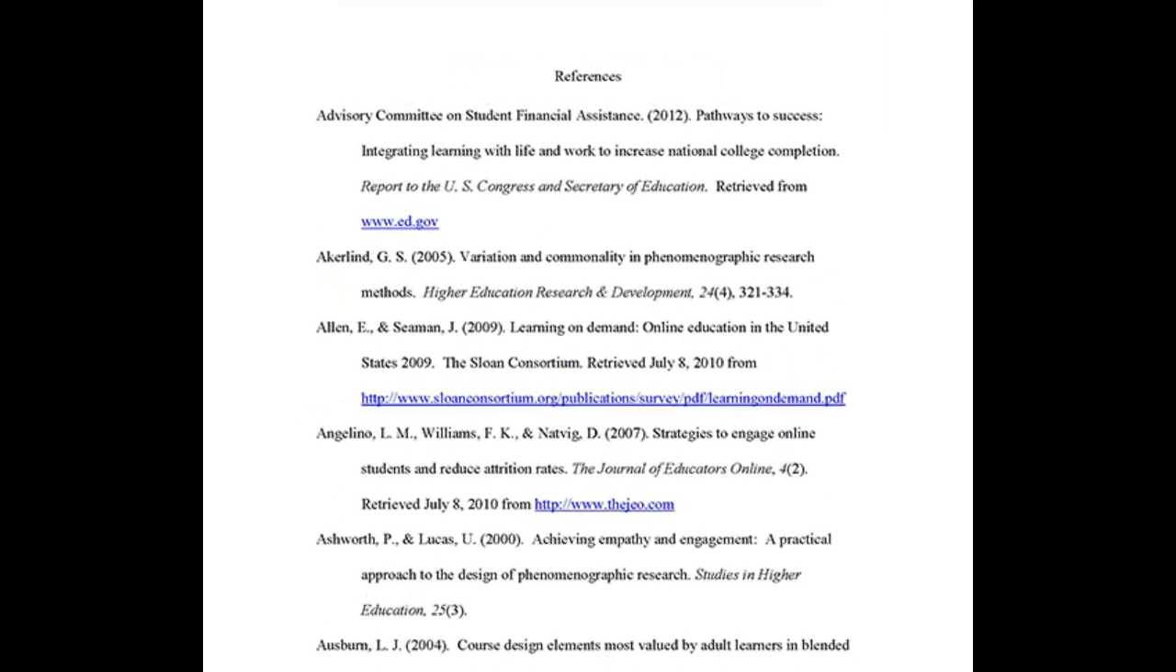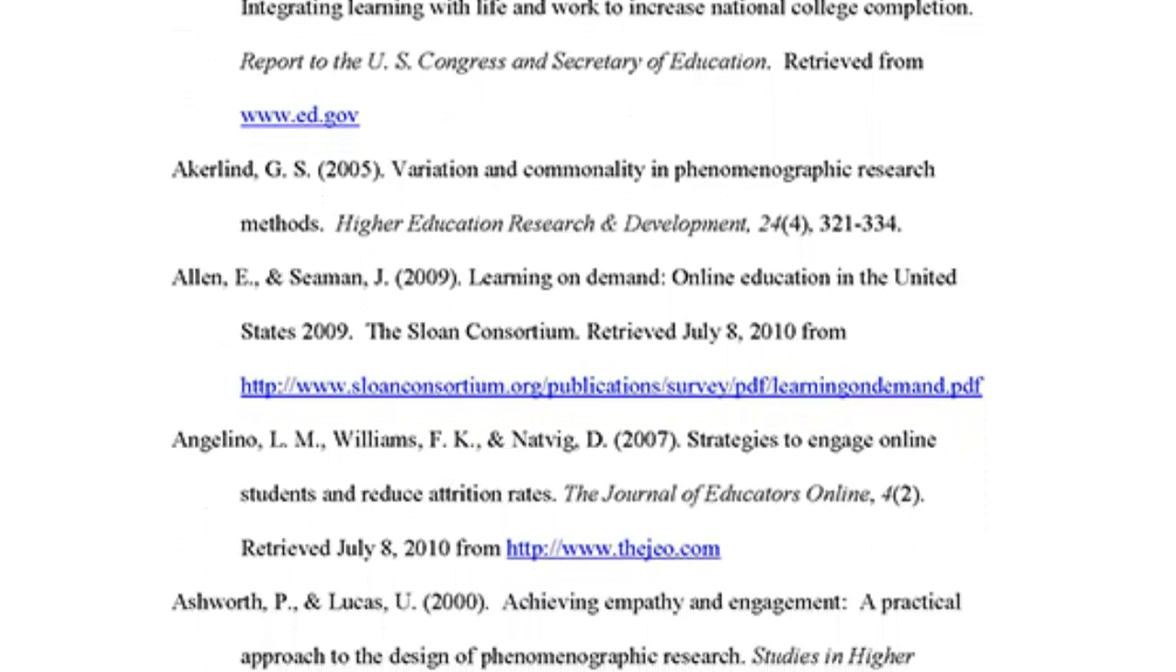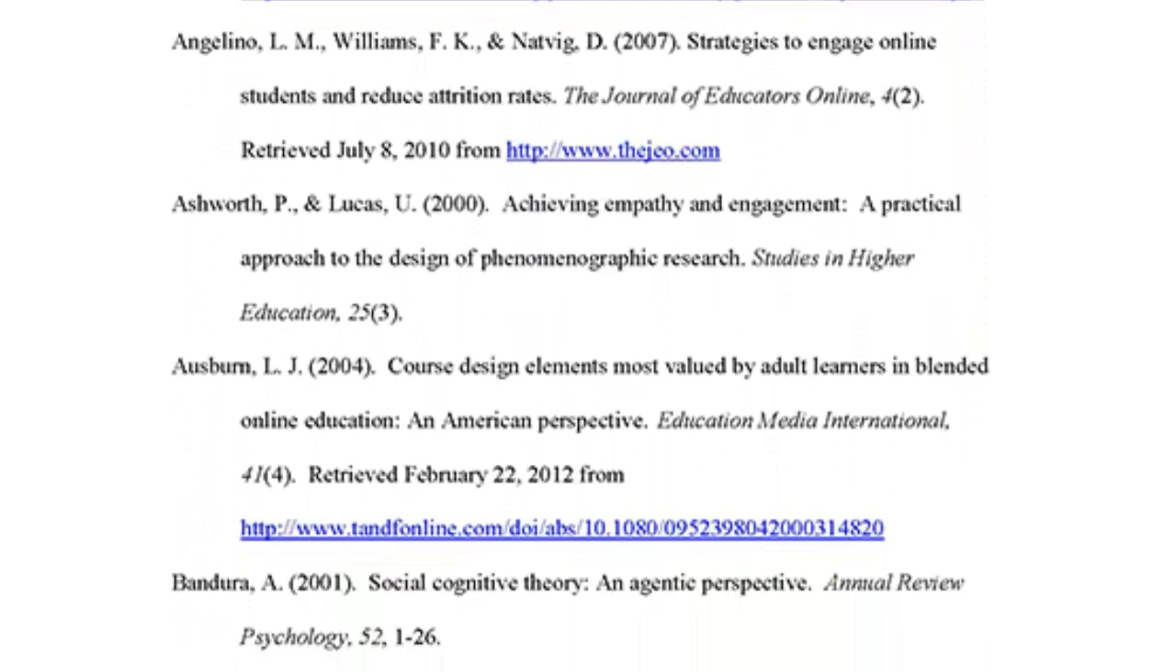The word References appears as a header on the reference page. It is centered above the reference listings. Do not bold the word References. References are listed in alphabetical order by the first author's last name.